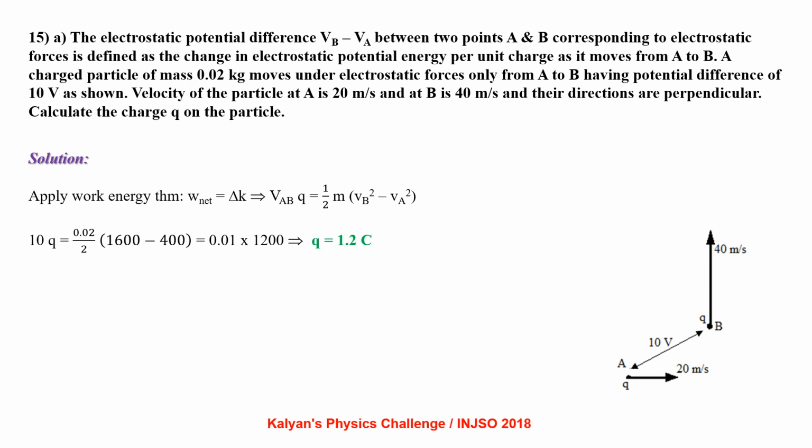Applying work energy theorem, W equal to delta K. VAB into Q equal to half m into VB square minus VA square. Substituting the given values, we get Q equal to 1.2 Coulomb.